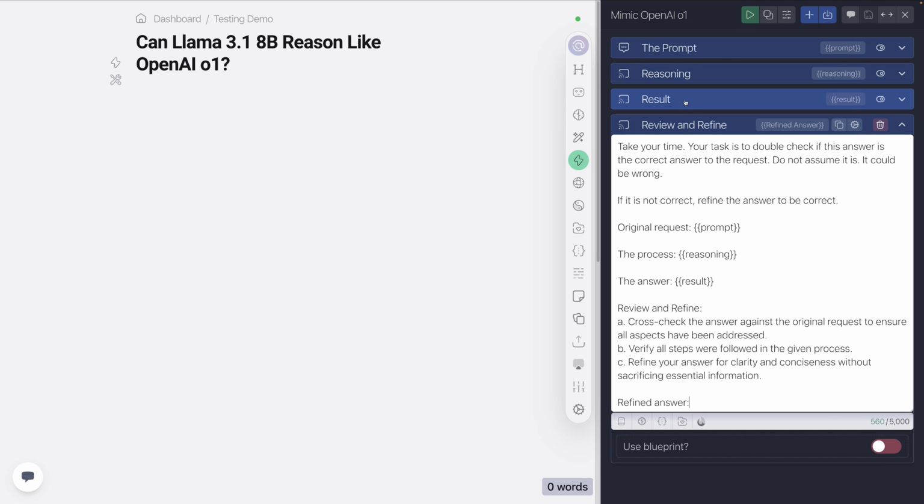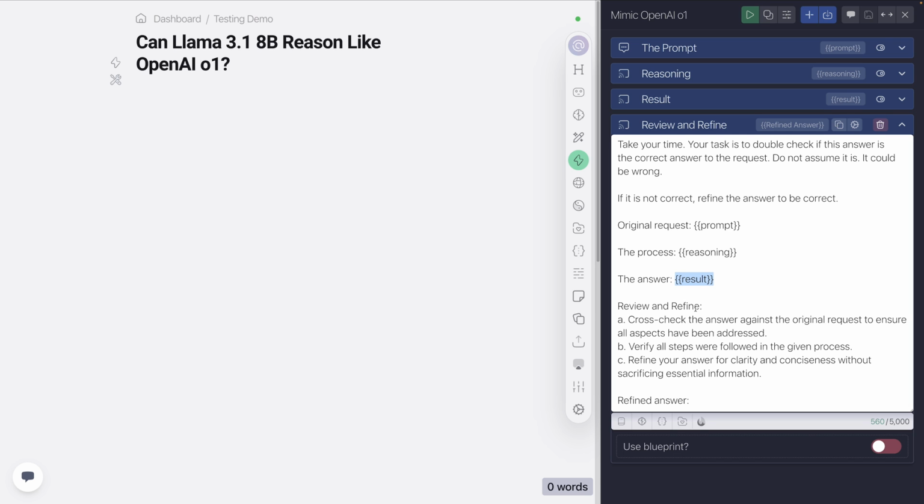Review and refine. So after it comes up with the answer, we want it to take its time and actually double check that answer. We're going to give it the original prompt again, the same reasoning process that it was supposed to use, and the answer that it came up with, and then tell it to review and refine and cross-check those answers and come up with the refined answer. So in theory, if the result step does make a mistake, then this step should hopefully capture that and fix it. Although I think we'll find that it doesn't always, or probably doesn't mostly.